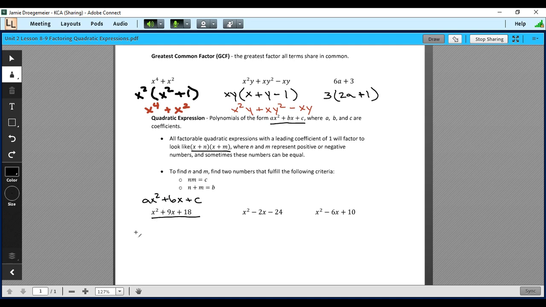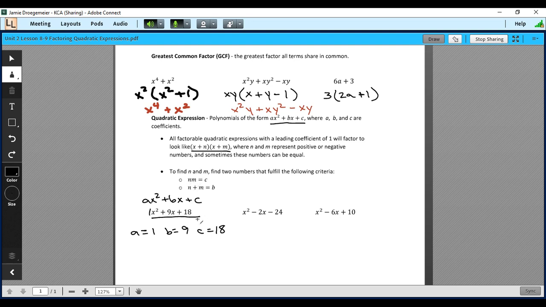Well, a in this one is 1. It's 1x squared, so the leading coefficient is 1. B is going to be that next coefficient, which is 9. And then c is going to be that last coefficient, or constant, of 18. What these rules up here are telling us is that to figure out the factored form, these two binomials here, we need to figure out what n and m are.